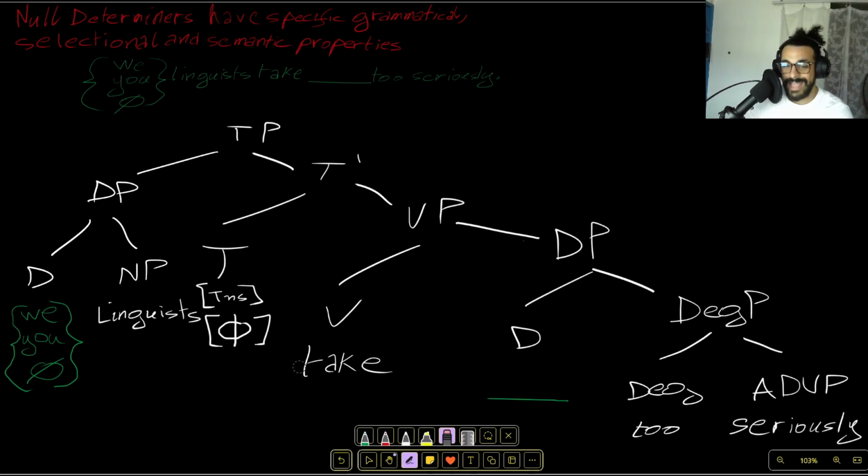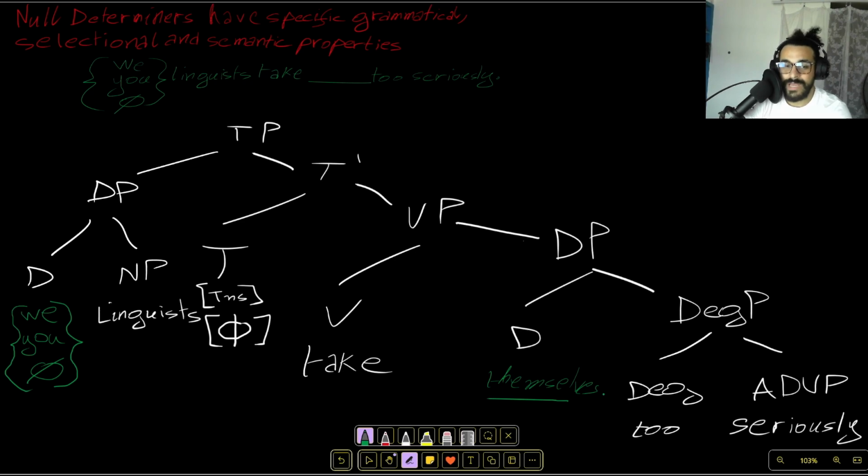So let's go. "Linguists take blank too seriously." Now let's try the first two reflexive pronouns. Can we say "linguists take ourselves too seriously"? No. Can we say "linguists take yourselves too seriously"? No. But what if we say "linguists take themselves too seriously"? All of a sudden the sentence is fine.